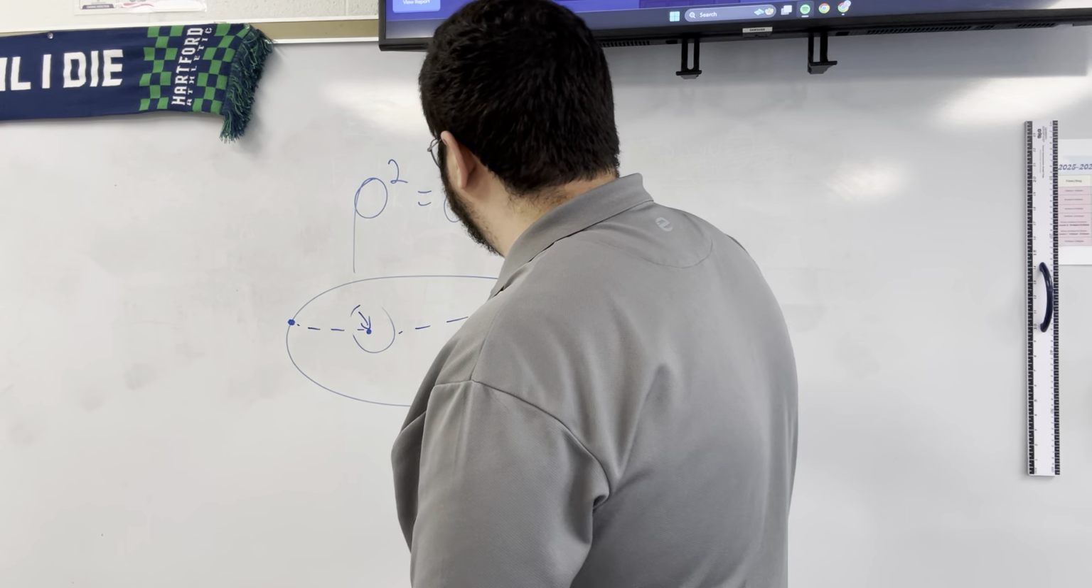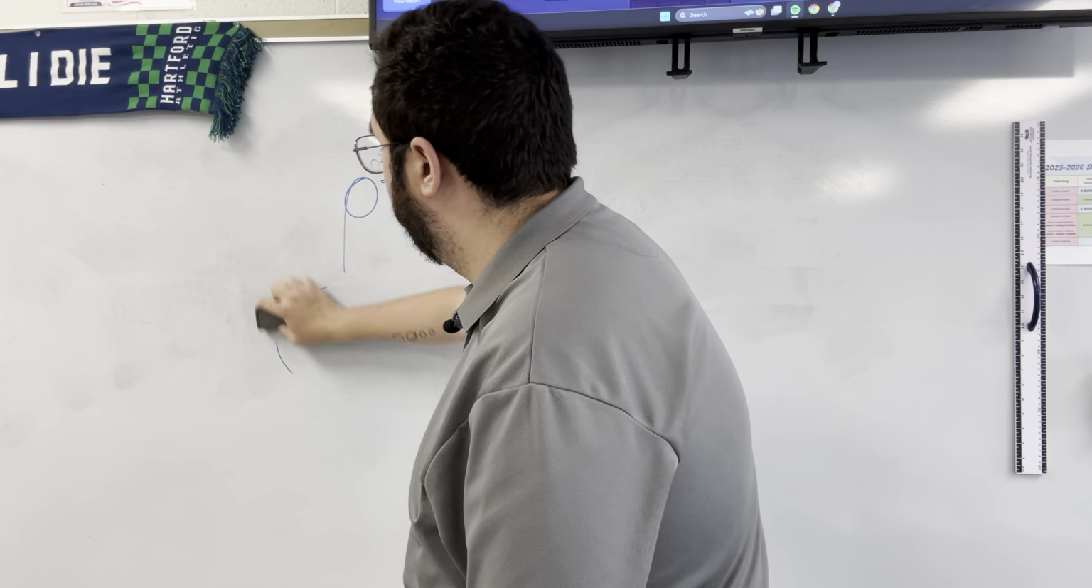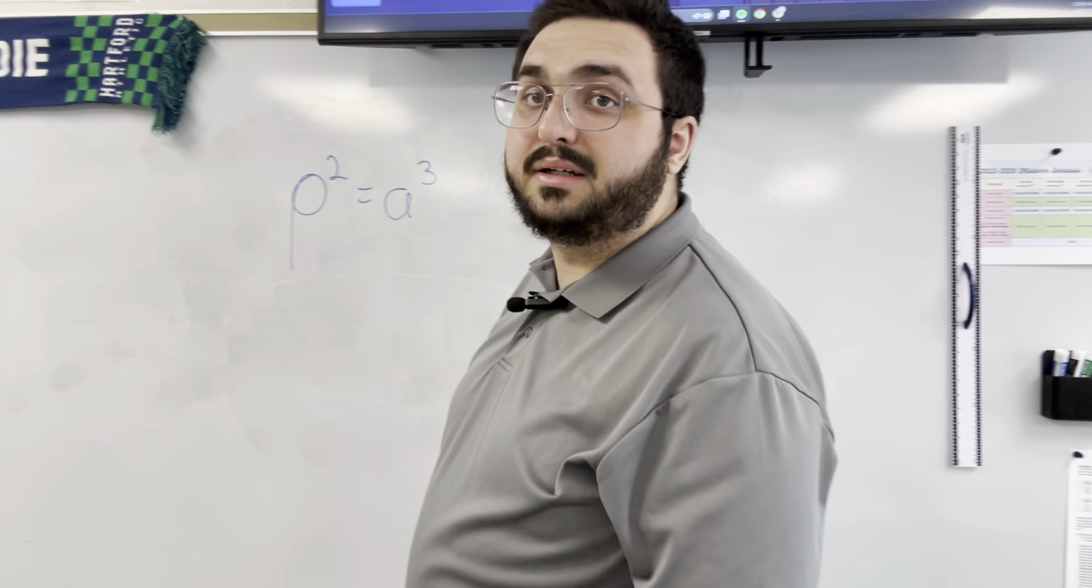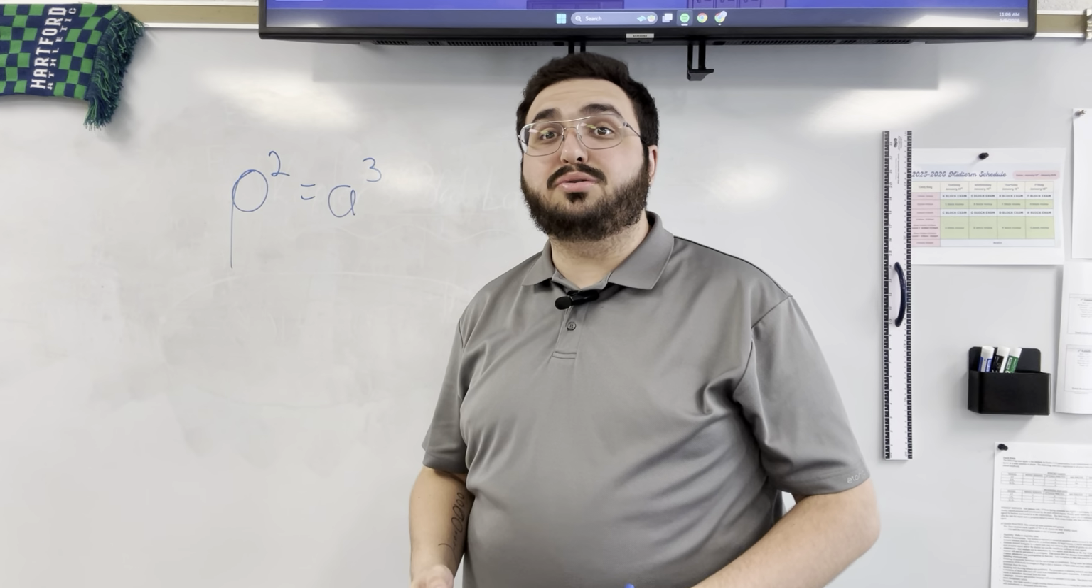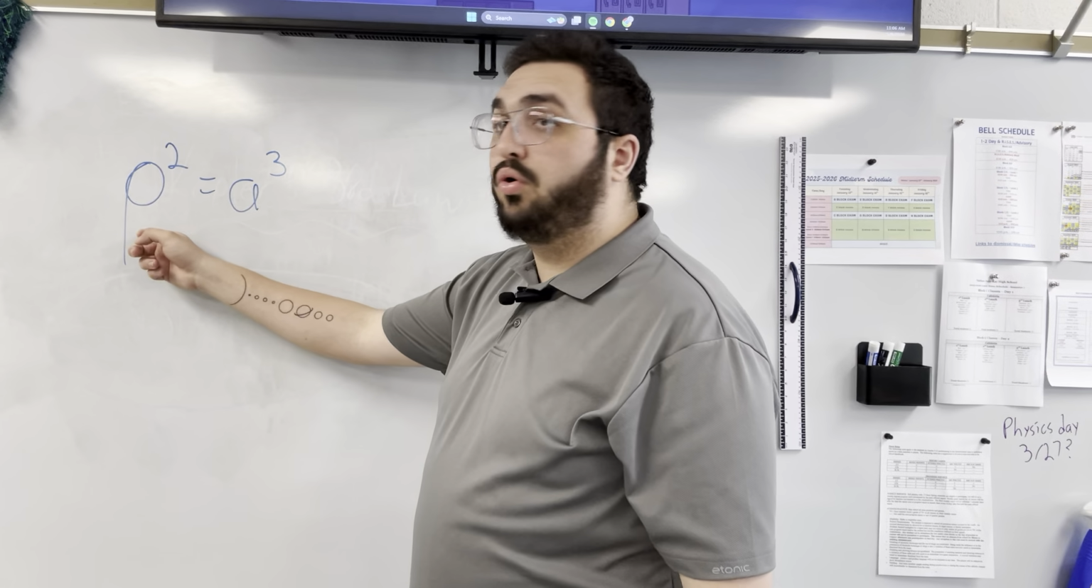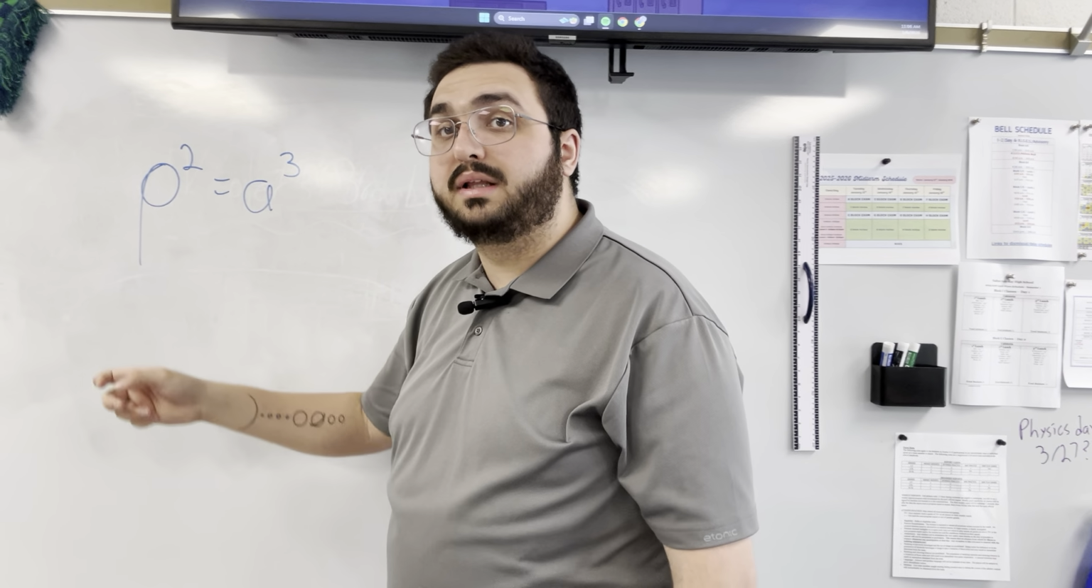Our formula is written on the whiteboard here. P squared equals A cubed. Now, what does that equation mean? P squared equals A cubed. P is our orbital period. This is going to be measured in Earth years.